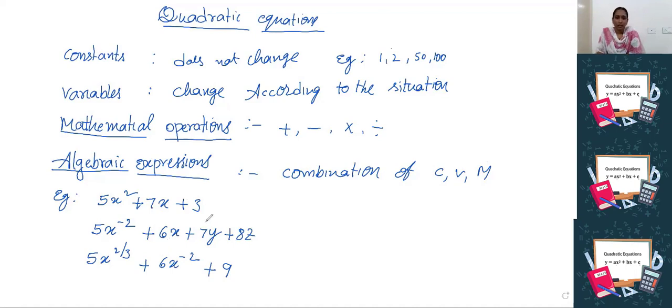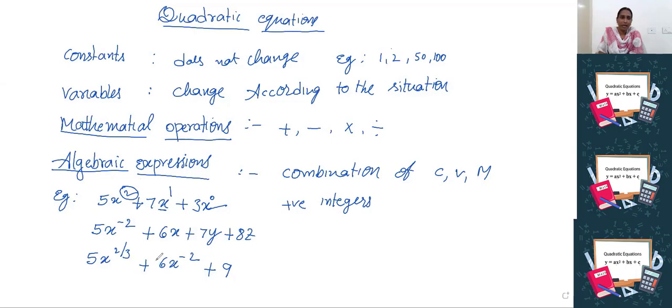Now, if we observe the powers of all the variables: in the first term, the power of the variable x is 2. In the second term, the power of this variable is 1. Here we can write this 3 as x power 0, so the power of this variable is 0. In the first algebraic expression, all the powers of the variables are positive integers.